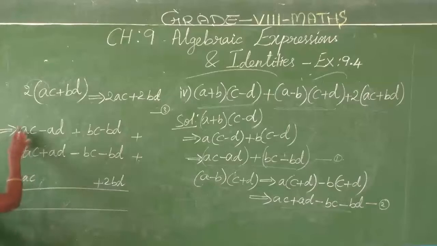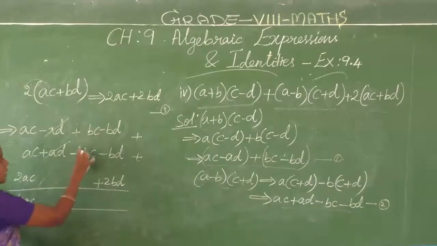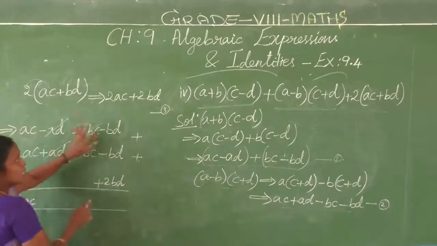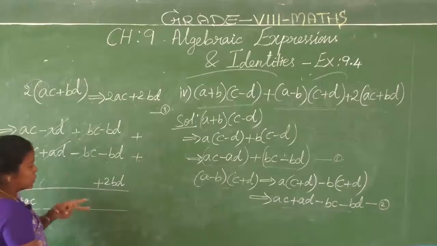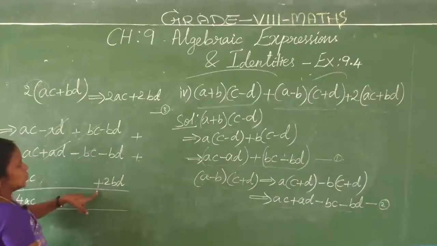So what comes? Plus AC plus 2AC, plus 1 plus 1 plus 2, totally plus 4AC. Plus minus 1AD plus 1AD automatically cancel, nothing but 0 AD. Plus 1BC minus 1BC cancel, gets over. Minus BD minus 1, totally minus 2 plus 2 gets over.